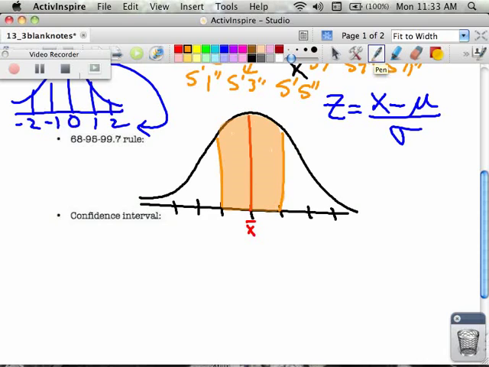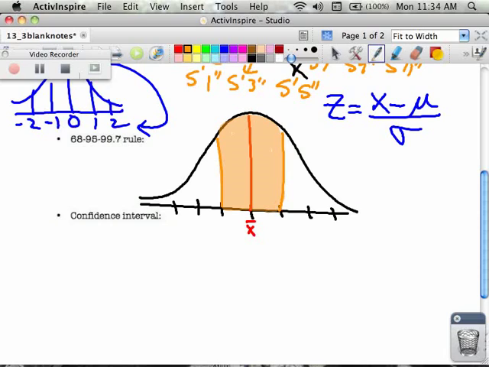is 68% of the data that's out there. So if I'm talking about women's heights or sophomore heights, and I say the average sophomore is 5'5", then if I go 2 inches on either side, 68% of all sophomore women will fall within 2 inches of 5'5". That's what it's saying, because that's one standard deviation away.